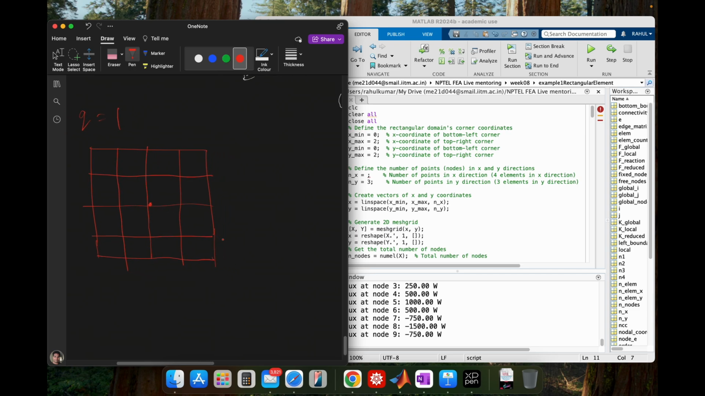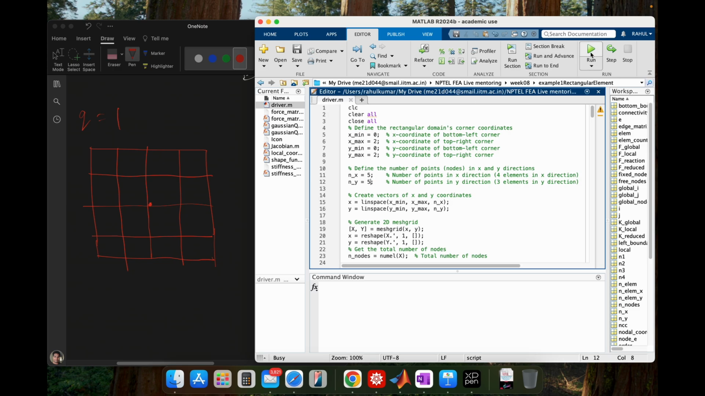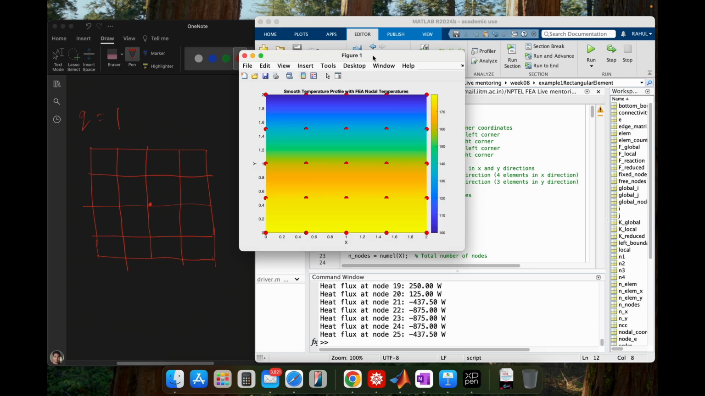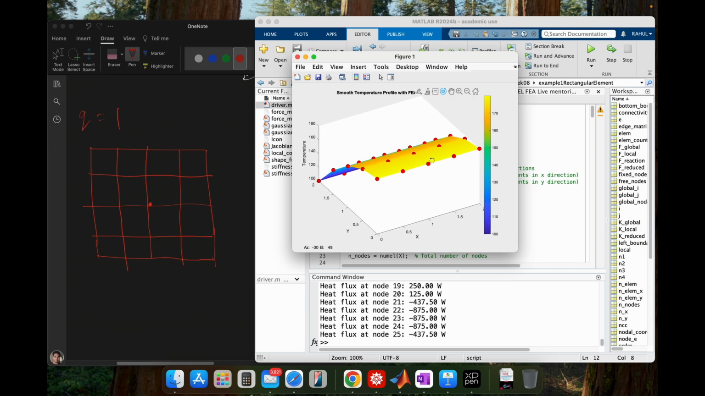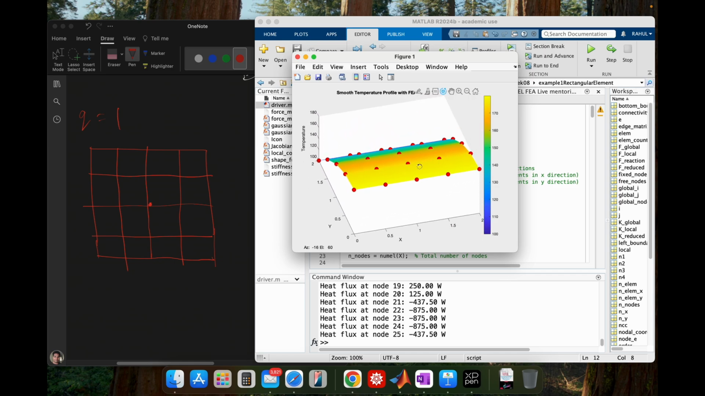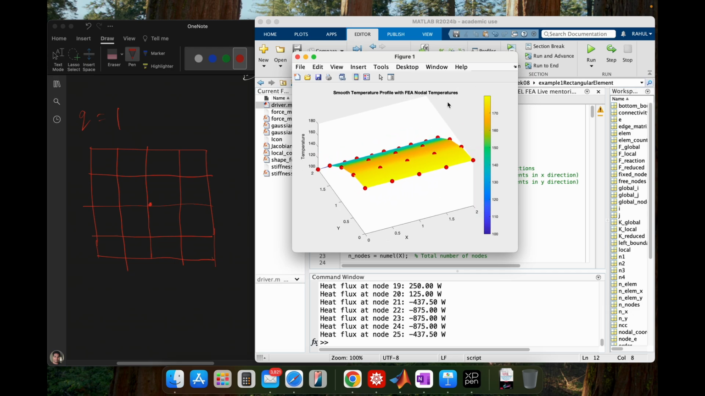So how many points do we need? 1, 2, 3, 4, 5. Let's increase to 5, and here also let's increase to 5. So what is the information about this? Here you can see that the curvature is becoming much smoother than previous. Let's see the temperature here. Here you can see that again it is 160 degree.